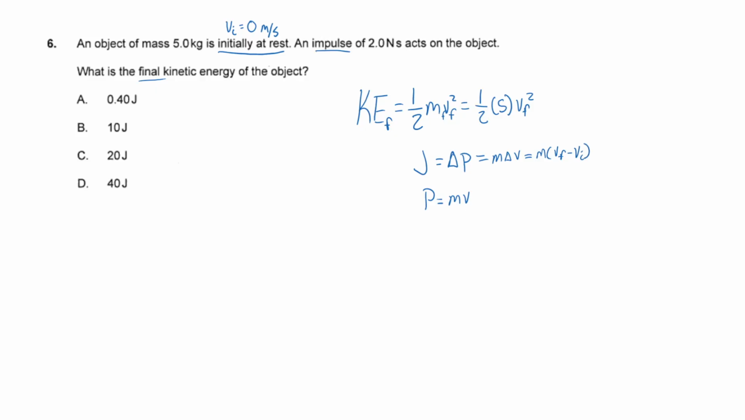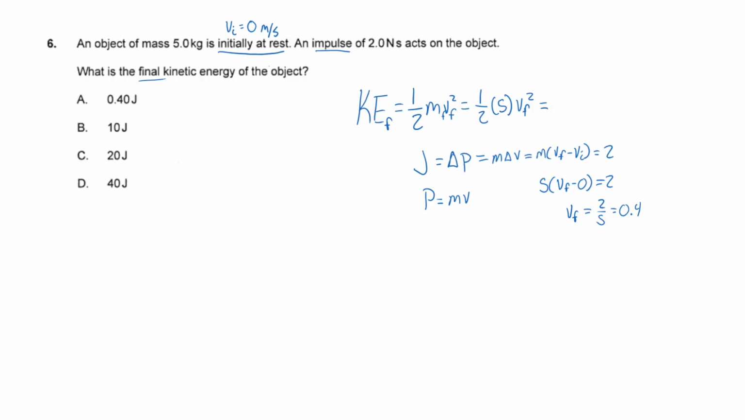And we're given that the impulse is 2 Newton seconds. So we can solve for final velocity. Substituting 5 kilograms in for m, and our 0 for our initial velocity, we get that the final velocity is 2 divided by 5. Or in other words, 0.4.